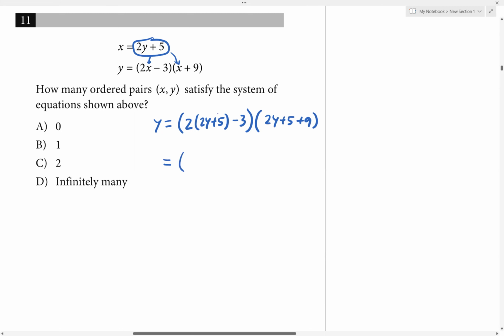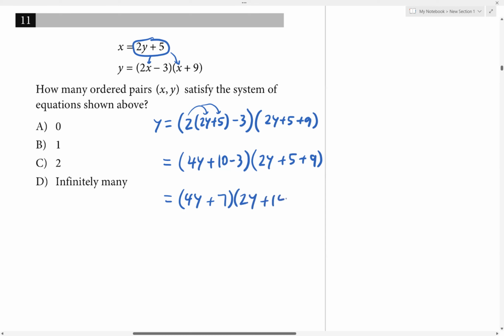So this should be the 2 here. The first one should get 4y plus 10 minus 3. And then here is 2y plus 5 plus 9. Then combine the numbers: 4y plus 10 minus 3 is plus 7. The second one, 2y plus 5 plus 9, is plus 14, like that. All right, so now this is the equation that we're working with.